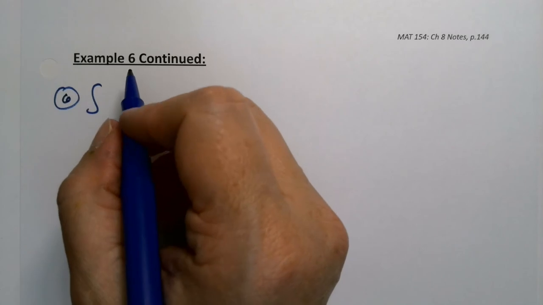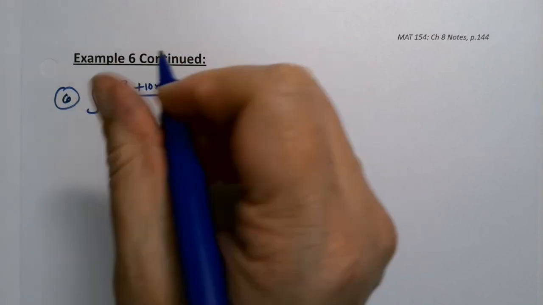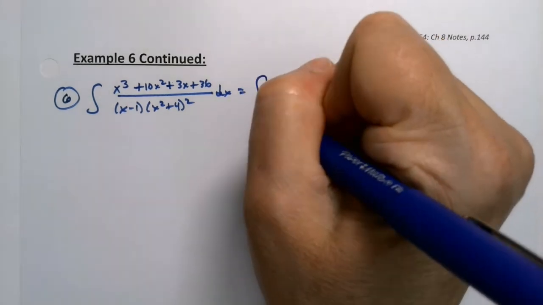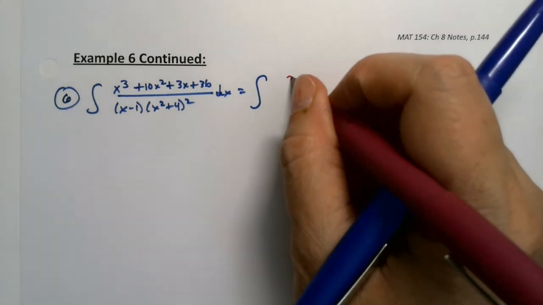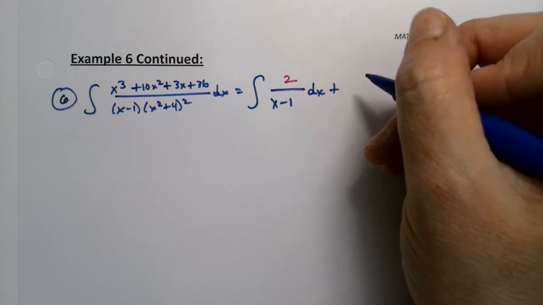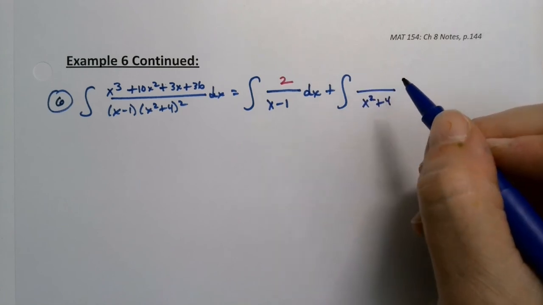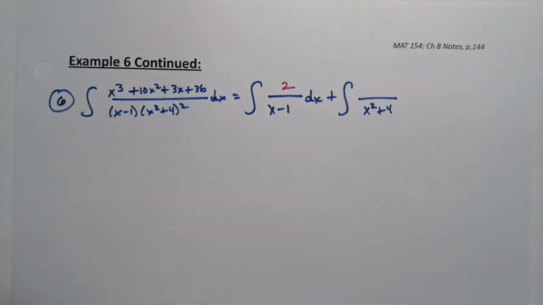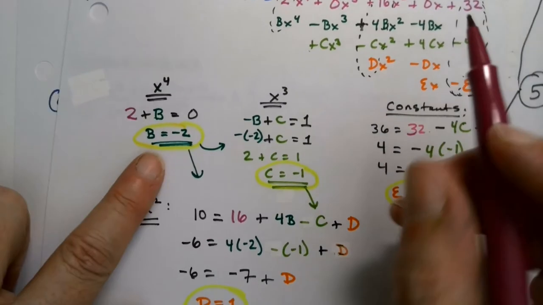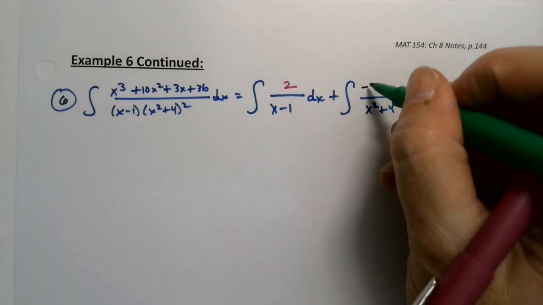rewriting the integral. So the integral was given to us as x cubed plus 10x squared plus 3x plus 36 over x minus 1, x squared plus 4 squared. We now know that we can rewrite that as the integral of a, which was 2, over x minus 1 dx plus, and I'm just assuming I'm going to have to break up these integrals. Maybe I'm wrong, but I figured with quadratics, it's pretty safe bet that everything's going to work differently. So it was x squared plus 4 for the middle term. And then it was, let's see, 2x plus 1, right? So b was, oh, it's minus. So it's minus 2x minus 1. So I could say plus a negative 2x, negative 2x minus 1.